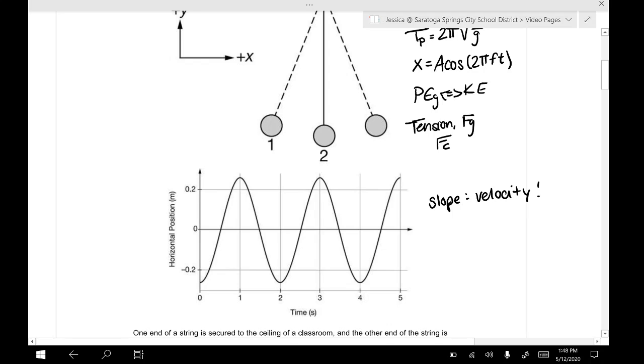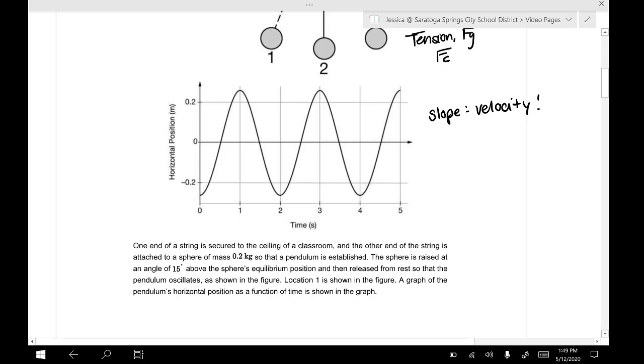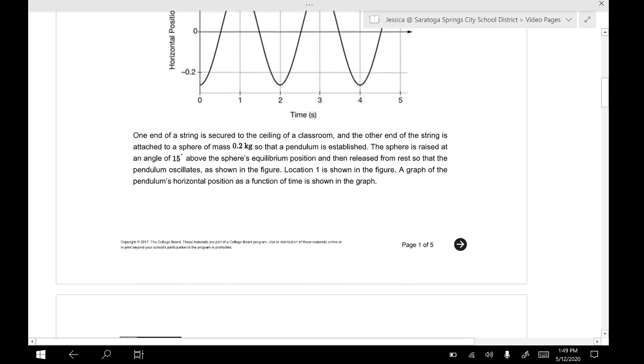Okay, so one end of the string is secured to a ceiling, and the other end is attached to a sphere of 0.2 kilograms. The sphere is raised to an angle of 15 degrees above the sphere's equilibrium position and released from rest so that the pendulum oscillates. Location 1 is shown in the figure. A graph of the pendulum's horizontal position as a function of time is shown.